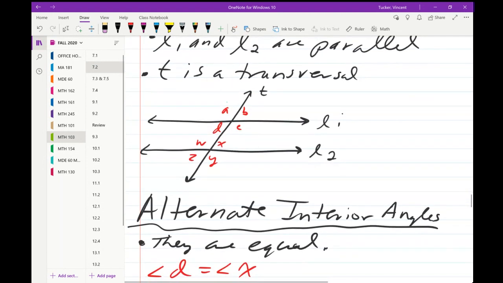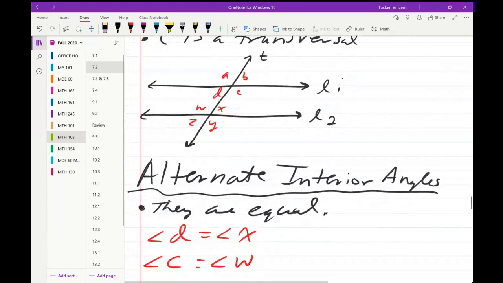So the first relationship is alternate interior angles. It's in the wording. Alternate means alternate sides of your transversal, and interior means the inside of your parallel lines. So alternate means opposite sides of your transversal, and interior, once again, is inside or the interior angles of your parallel lines. They're going to be equal.